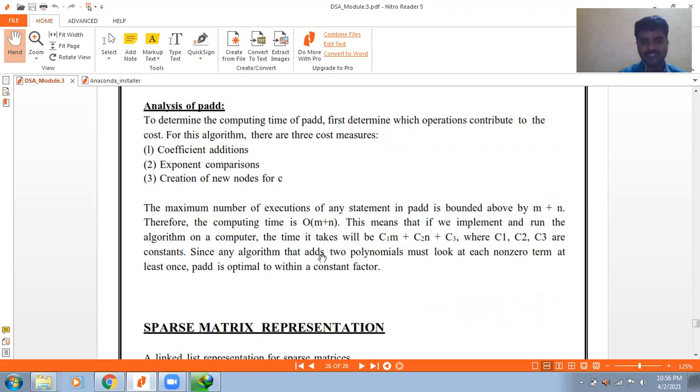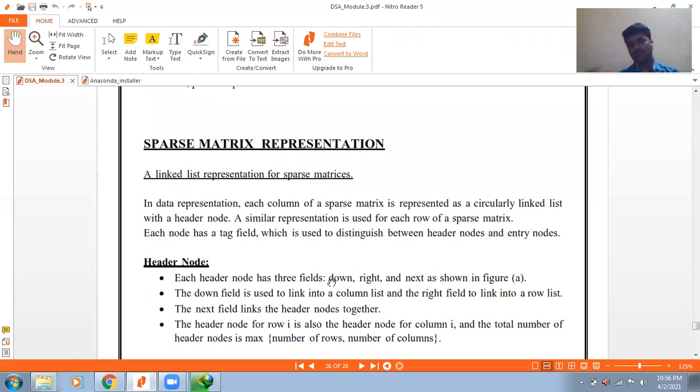Since any algorithm that adds two polynomials must look at each non-zero term at least once, the polynomial add is optimal to within a constant factor. This is the about of that one.